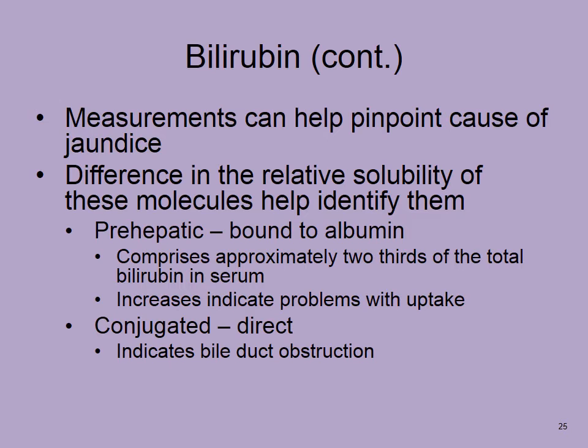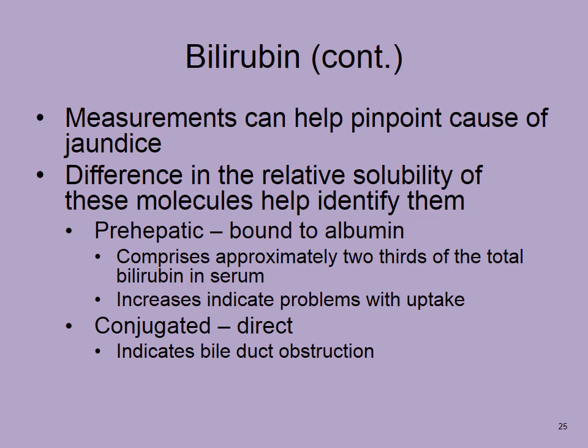Measuring bilirubin can actually help us pinpoint the cause of jaundice. We can determine the relative solubility of bilirubin molecules, and that can help us to identify where they came from. So it's prehepatic bilirubin, so it hasn't been conjugated by the liver yet, and it's bound to albumin, so that comprises approximately 2/3 of the total bilirubin in the serum. If there are increases in that unconjugated prehepatic bilirubin, then that's usually indicating a problem with uptake in the liver.